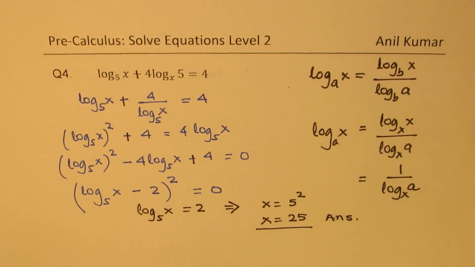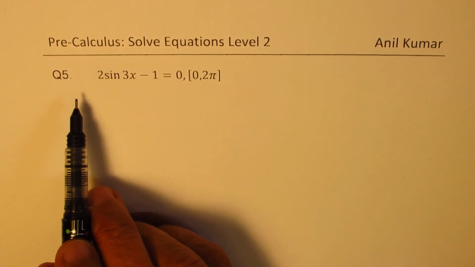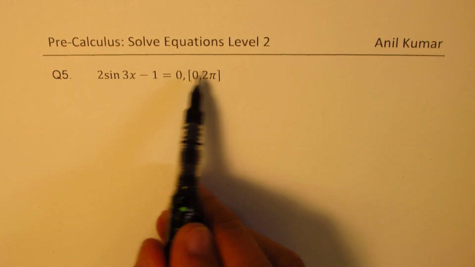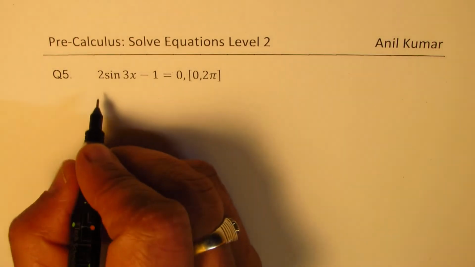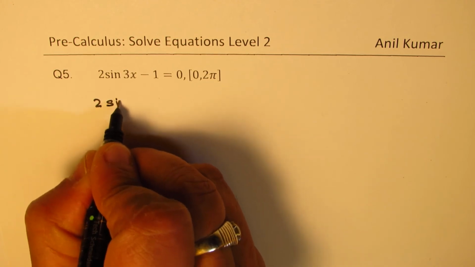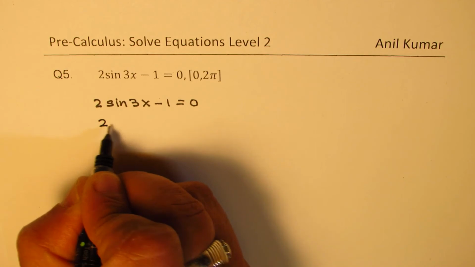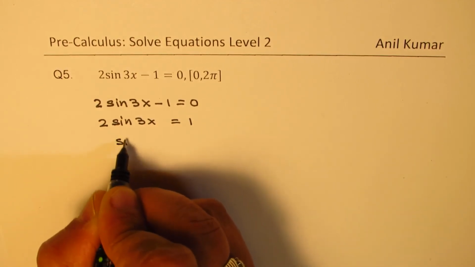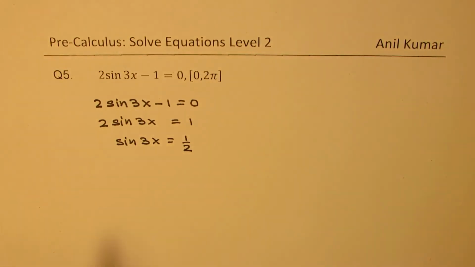Okay. Now let's move on and take the last question, which is question number 5. We need to solve the equation 2 sine 3x minus 1 equals 0 within this interval, which is 0 to 2 pi, right? That's the interval. Now, let's rearrange. So we have 2 sine 3x minus 1 equals 0. I could write this as 2 sine 3x equals 1, or sine 3x equals half, right? So that is what it is.